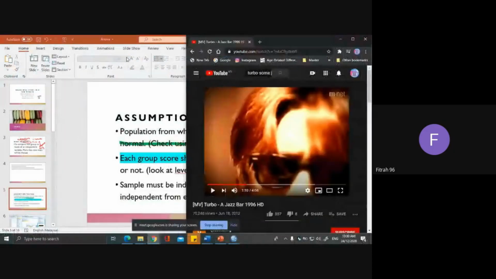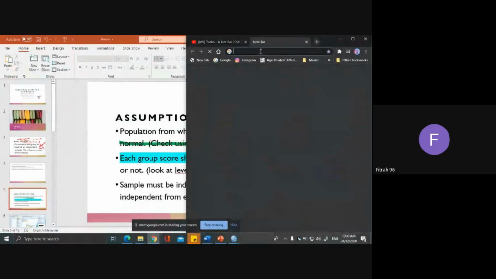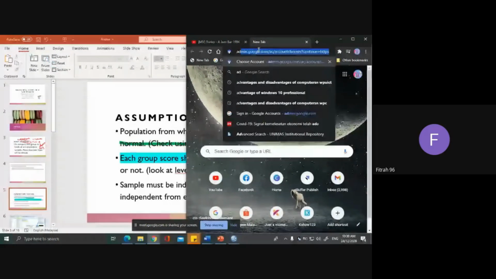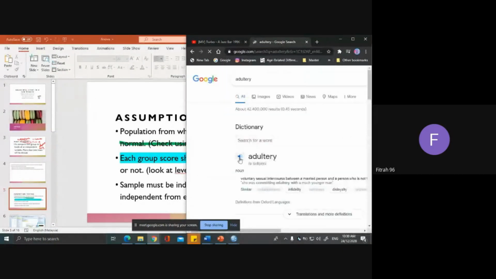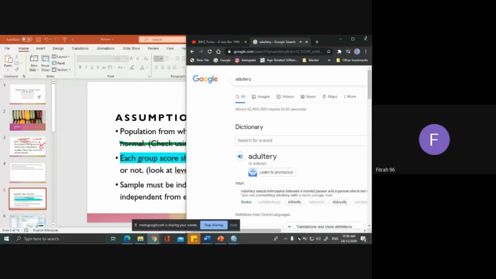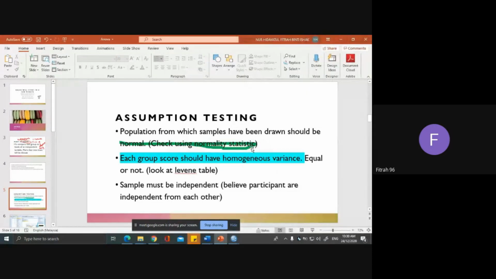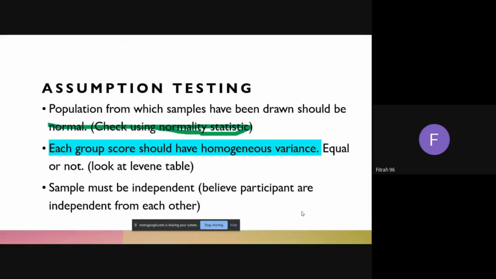Idul Fitri adultery. How to pronounce adultery. Okay, adultery, the frequency of adultery among guys. Okay, you want to find out the frequency of adultery among men, you want to know the factors and everything, how he can cheat, why he cheats, etc.